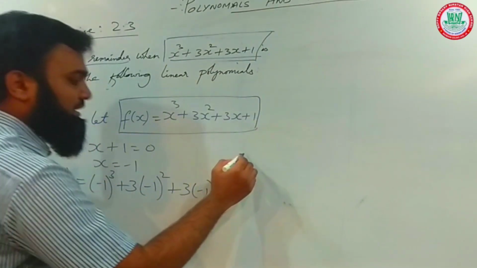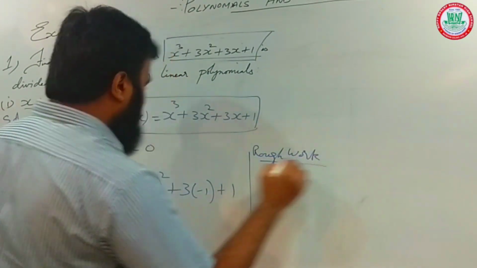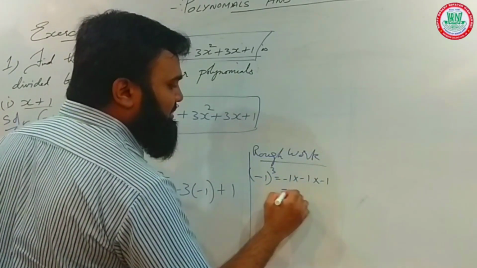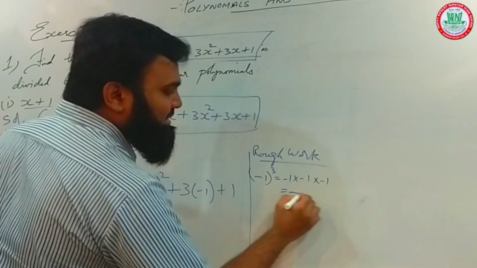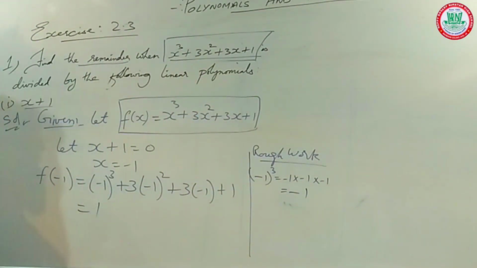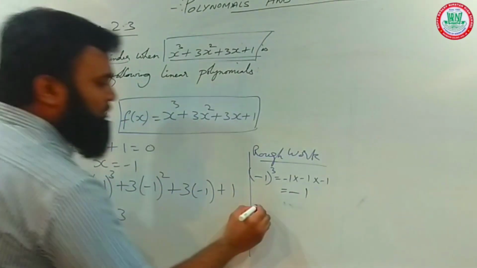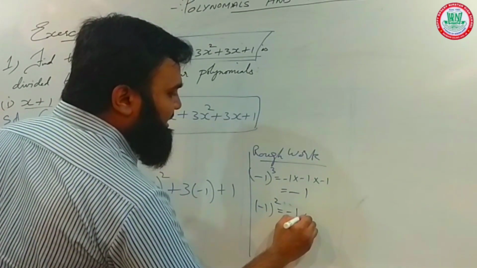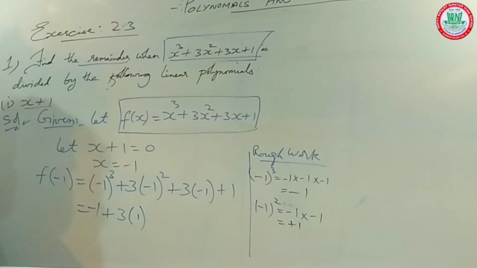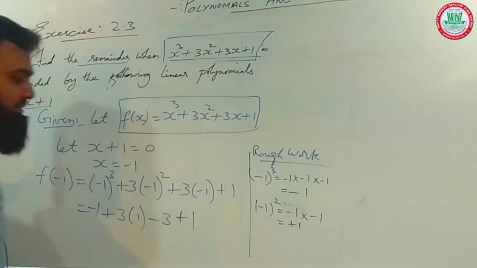Let us discuss here in rough work. Minus 1 whole cube is equal to minus 1 into minus 1 into minus 1. Minus into minus is plus, plus into minus is minus. 1 into 1 is 1, 1 into 1 is 1. So I got here minus 1. Then plus 3 into minus 1 whole square. Minus 1 whole square is equal to minus 1 into minus 1, minus into minus is plus, 1 into 1 is 1. So I got here plus 1. Here plus into minus is minus, 3 into 1 is 3, plus 1.